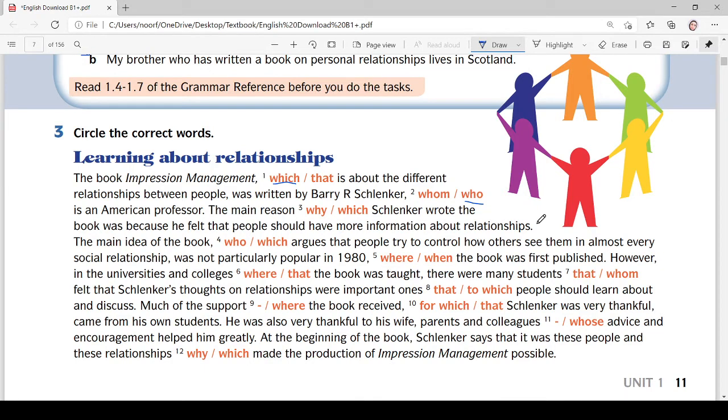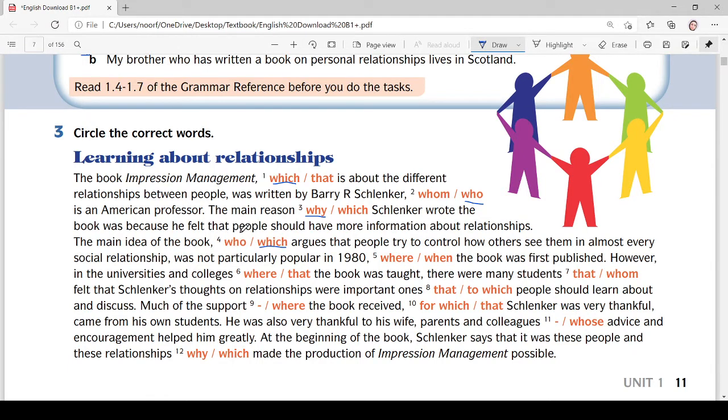The main reason why Schlenker wrote the book was because he felt that people should have more information about relationships. The main idea of the book. Ni, kalau you perasan ayat ni, kalau tak ada who ataupun which pun dia boleh juga. The main idea of the book argues that people try to control. Tapi nak jadikan dia relative clauses, so boleh je lah. The main idea of the book which argues.